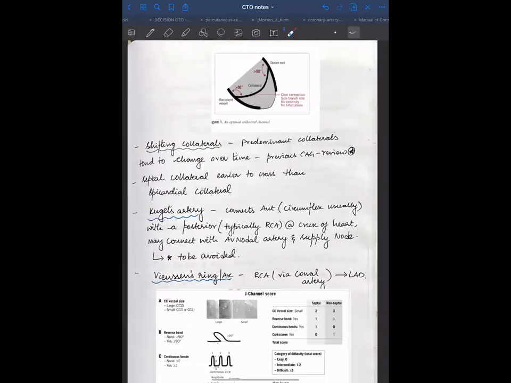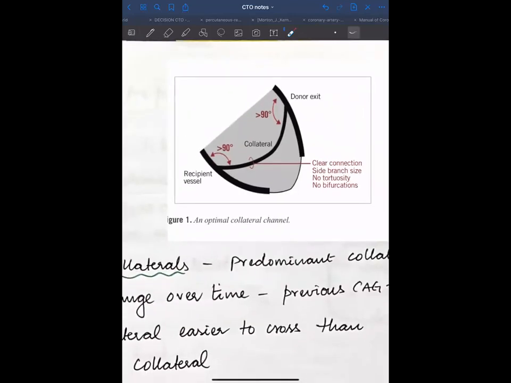So moving on to what is an optimal collateral channel. This picture tells us there are a few characteristics of what an optimal collateral should be for a good retrograde successful CTO procedure. The donor site should not have an acute angle. It's common sense, because we come like this and enter this way. If there is an acute angulation this way, it will be difficult to enter. So it should have an oblique, obtuse angle here and also here. It should be able to easily enter the channel, and it should not have tortuosities.